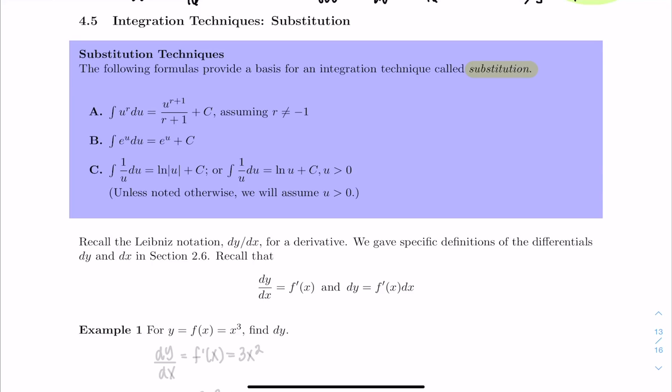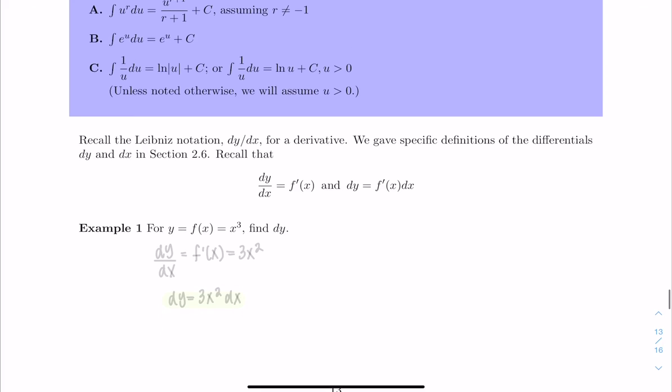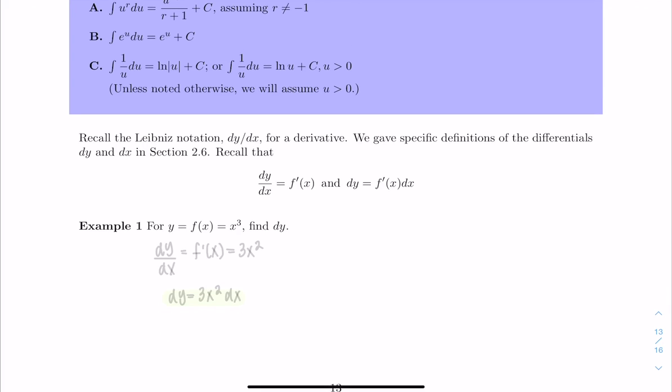Recall the Leibniz notation dy dx for a derivative. We gave specific definitions of the differentials dy and dx in section 2.6. Recall that dy dx equals f prime of x and dy equals f prime of x times dx. So for y equals f of x equals x cubed, we want to find dy. The first thing we need to do is find dy dx.